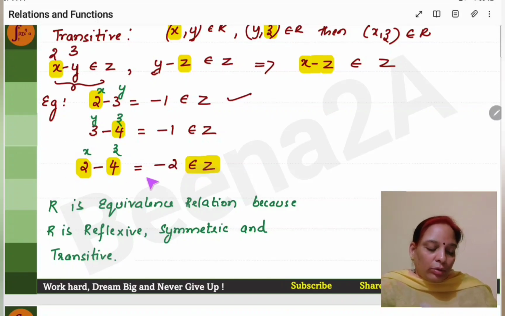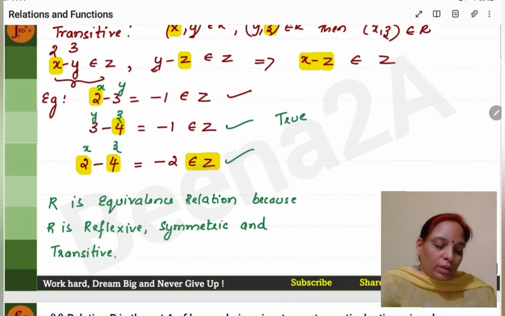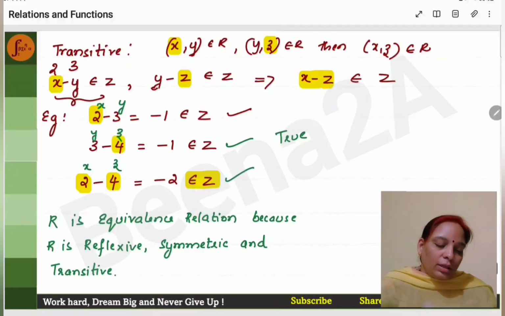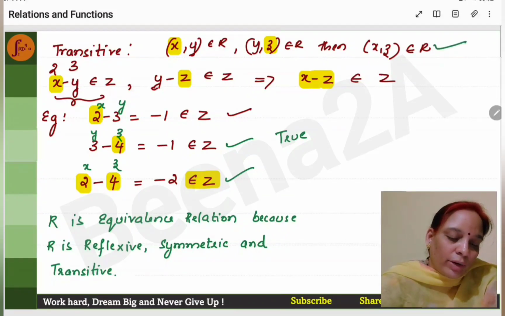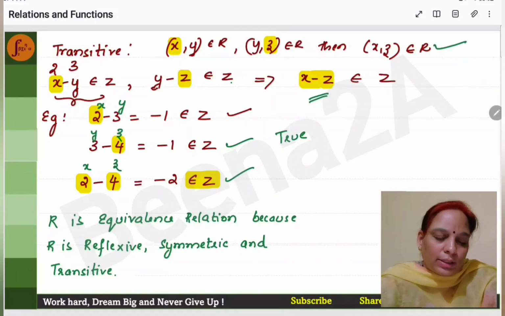So now if you take an example also, you can prove that the relation is true. All these three are true, right? Therefore, you can say R is transitive. You can write it in this format, or you can put this example and say, since x minus y belongs to Z and y minus z belongs to Z, that implies that x minus z belongs to Z. Therefore, R is transitive, right?